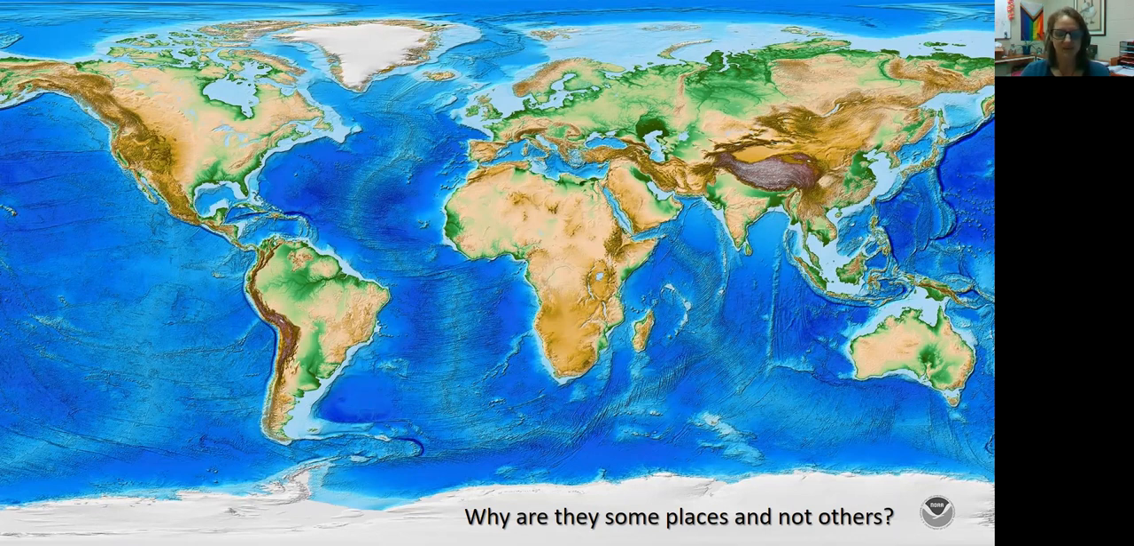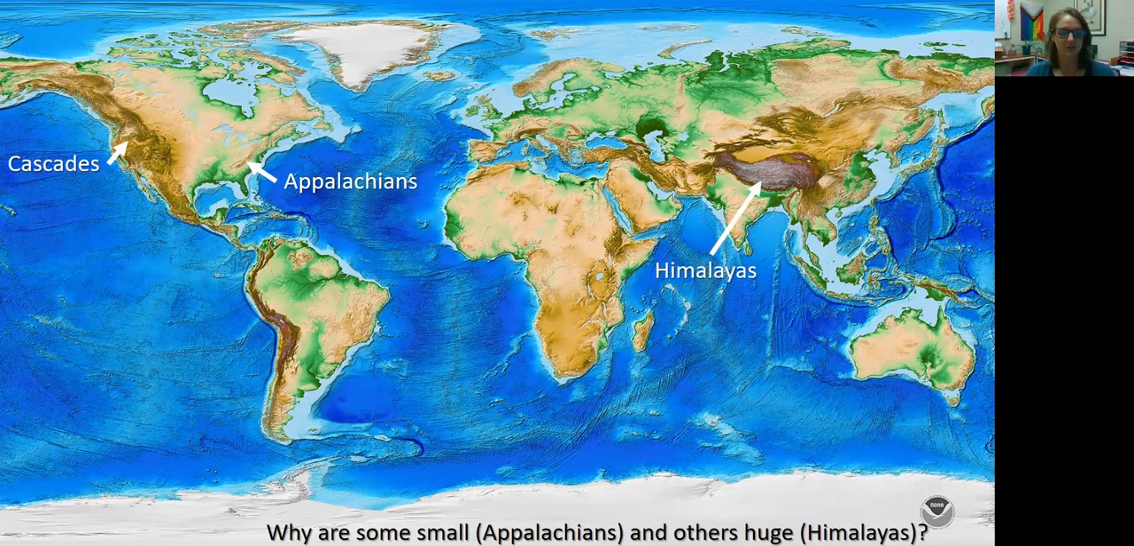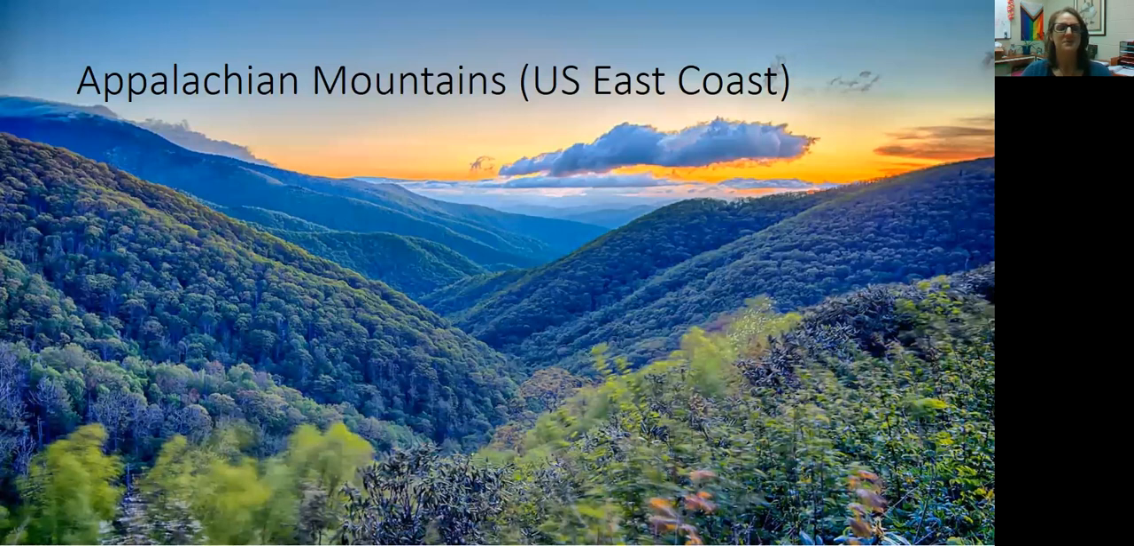Now, another question we might have is, why are some mountains really small, like the Appalachian Mountains near where we live, and others huge, like the Himalayan mountains in between India and the rest of Asia? Okay, so the Himalayan mountains are way, way bigger than the Appalachian Mountains. The Appalachian Mountains, they have rolling hills, right? But you can see from the top of the mountain to the bottom of the mountain if you're standing on it. They're fairly small mountains.